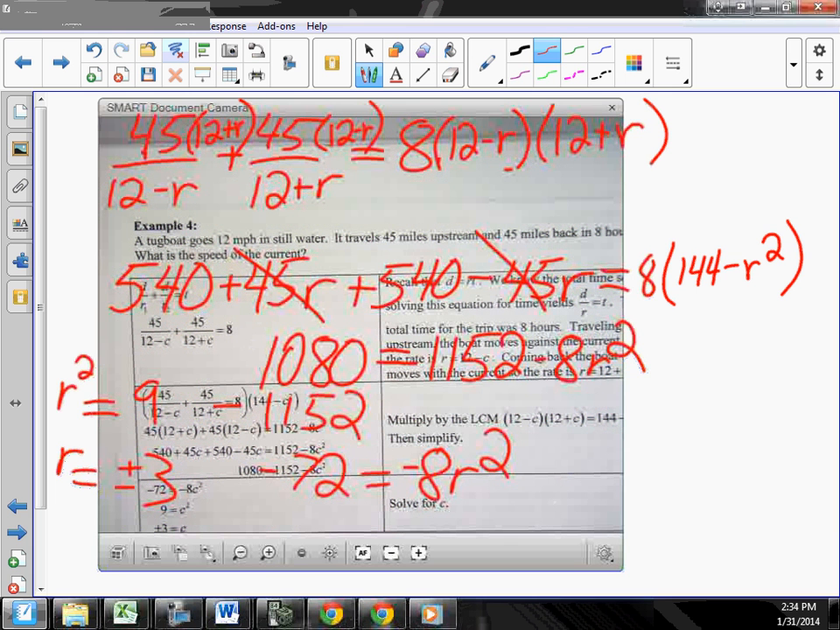Because if I put a positive 3 in here, I'm going to get 9 and 15. If I put a negative 3 in, what do I get? 15 and 9. So you get to pick which one you want in this case. They both work. They don't work at the same time. They work separately.